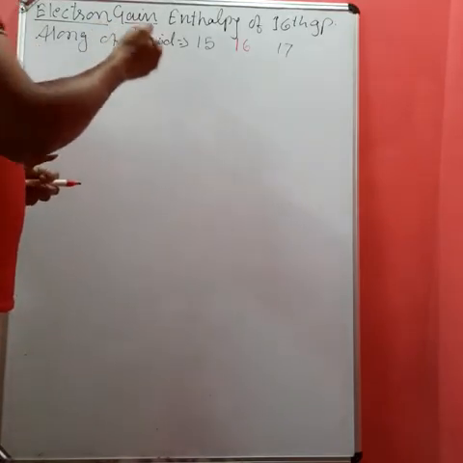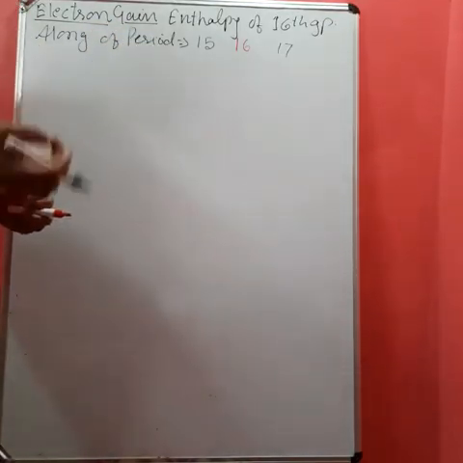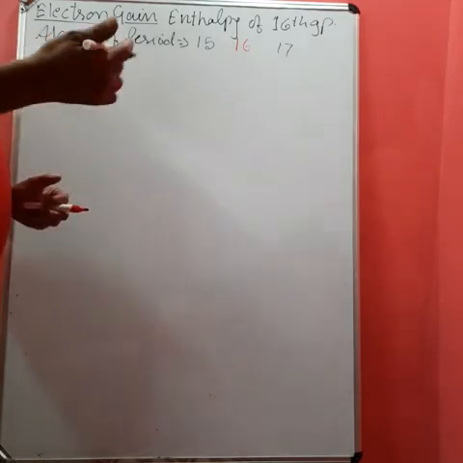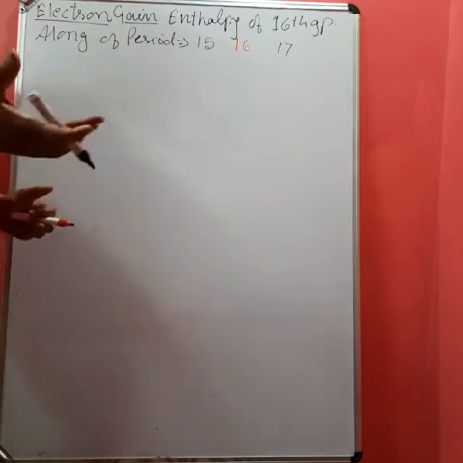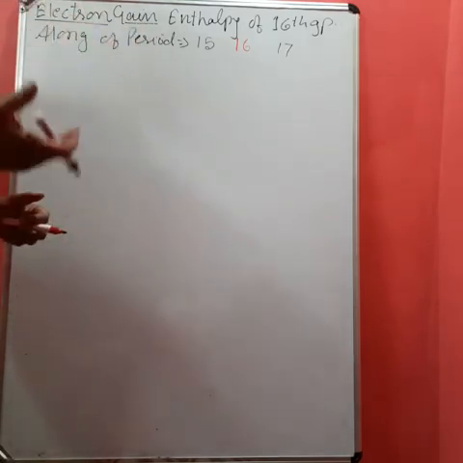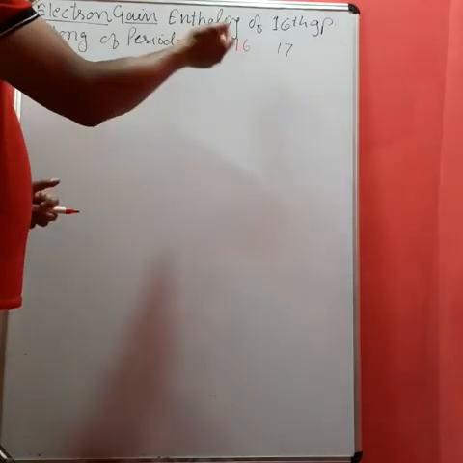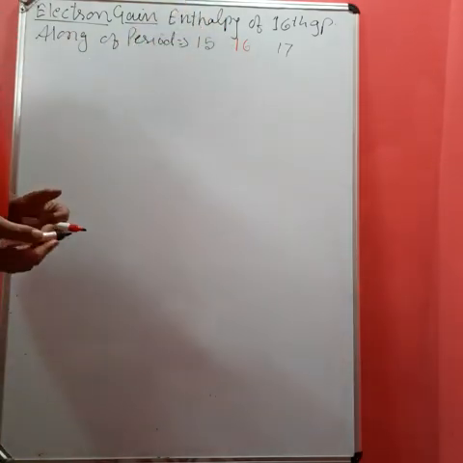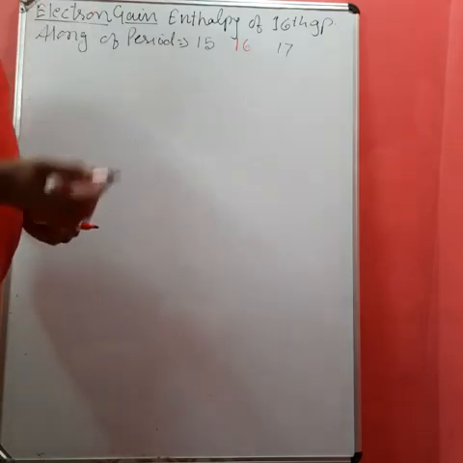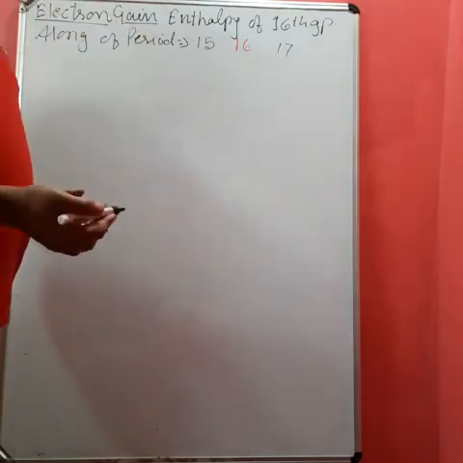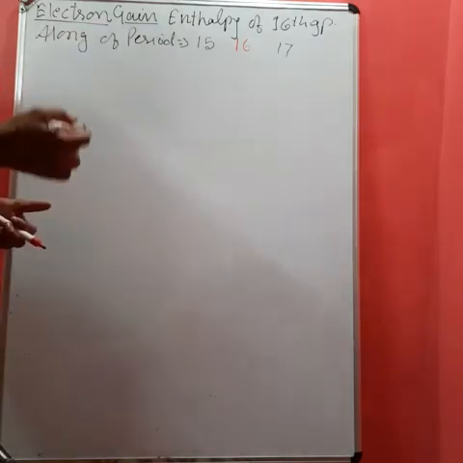So, what is electron gain enthalpy? The tendency to gain electron, and thus the energy is getting released. This is known as electron gain enthalpy. So, the gaining of electron depends on the nuclear attraction force. As we know, moving along a period, nuclear attraction force increases, atomic size decreases, therefore the tendency to gain electron becomes easier. That is, more amount of energy releases.